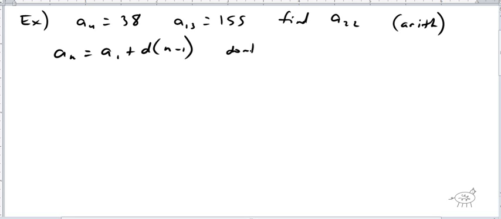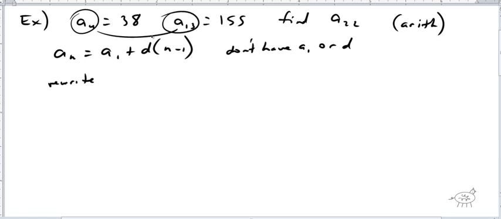Don't have a sub 1 or d. So what do we do? Well, we kind of have to rewrite things. We have to almost make a temporary thing. We're going to rewrite. This is a sub 4 and this is a sub 13. The difference between these is 9, right? 13 minus 4 is 9. So it doesn't matter if that's the 100th term and that's the 109th term. There's still 9 difference between them, 9 values of d between them.